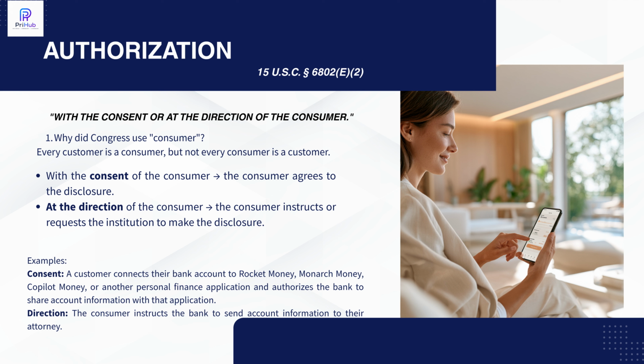Second, at the direction of the consumer. Here, the consumer actually instructs the bank to send their information to someone else. For example, the consumer may ask the bank to send their account records directly to their attorney. And that brings us to the end of our discussion of the GLBA disclosure exceptions. The key takeaway is that not every disclosure of NPI requires an opt-out. GLBA provides specific situations where information can be shared without giving the consumer that right.